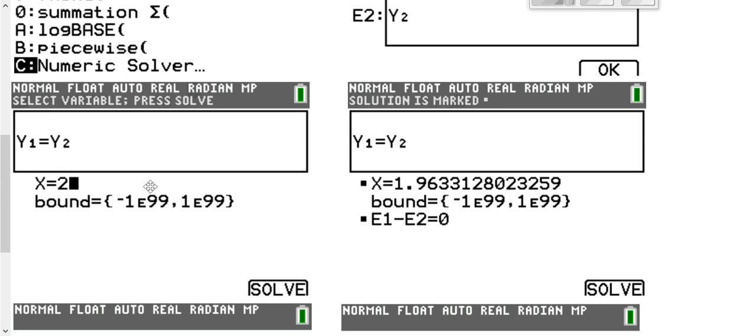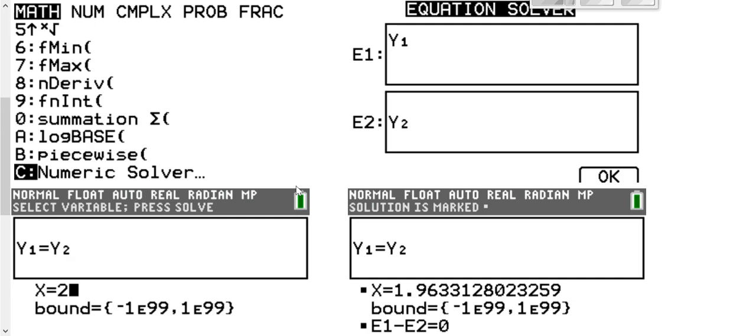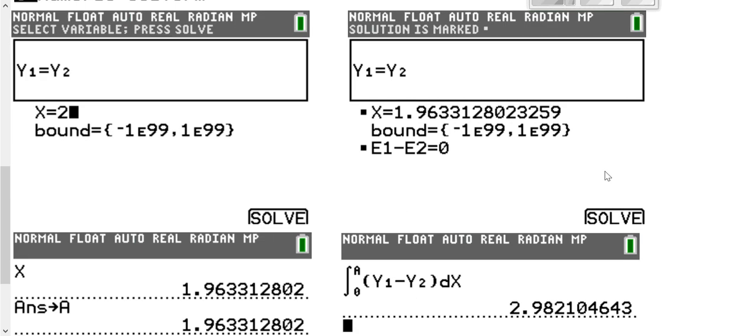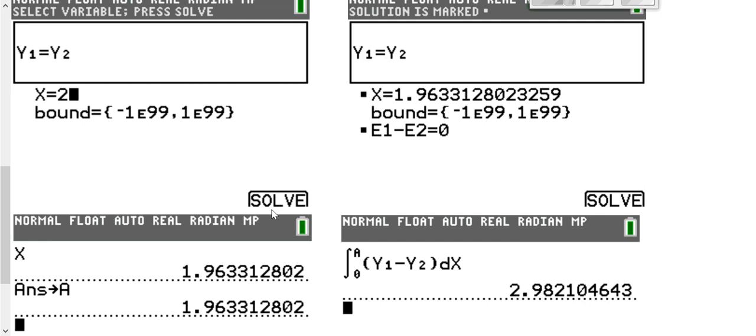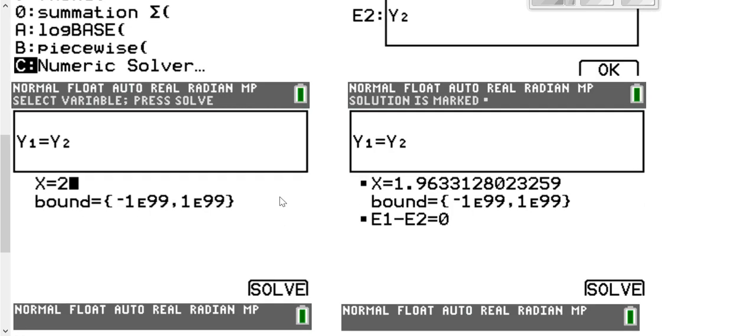Now I need to hit solve. By the way, up here, once you get that typed in, you need to hit OK, which is in the same spot as your graph button. Once you type in your 2 here, you need to hit solve. So all you have to do is basically hit your graph button, and then if needed, hit solve again, and it tells you what x is.